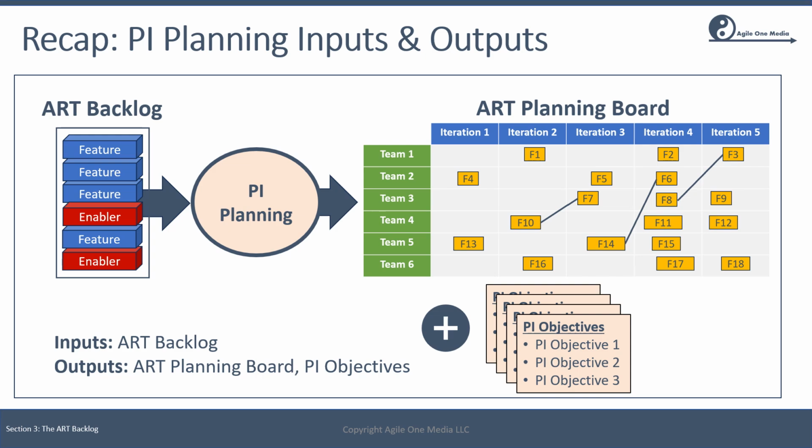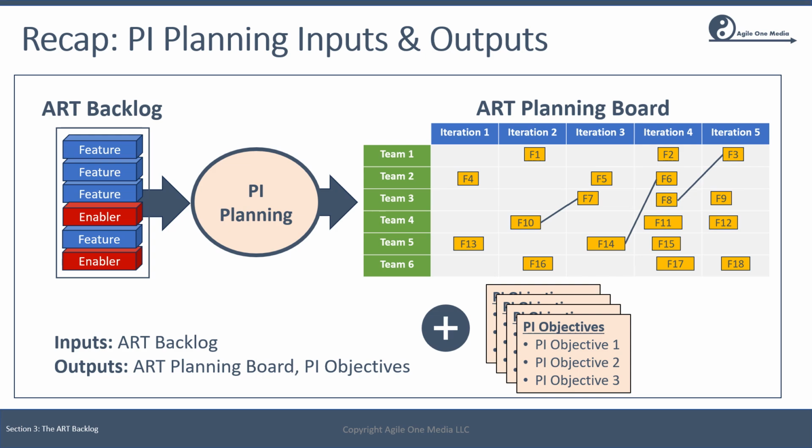Having done that, they should be able to estimate which iteration each of those features should be deliverable in based on their actual team velocity or team capacity. During that exercise, the teams will work out dependencies with other teams, and that may necessitate adjusting some of the sequencing of the features. And so that's the ART planning board. And then having done that, the next thing to do is to create a set of PI objectives, which are essentially business summaries of what those set of features represent.